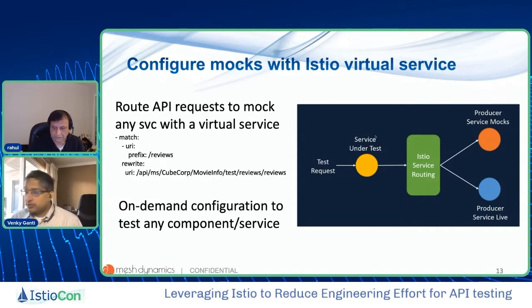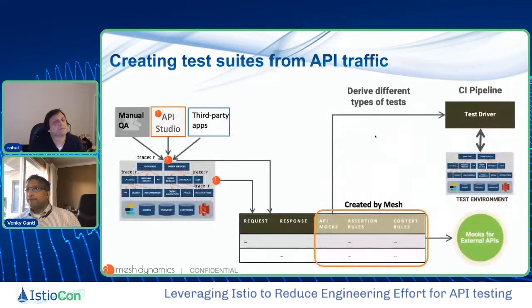So again, we are leveraging Istio to create this on-demand mocking configuration. Whether you want to mock one service or all services, it's up to you. And you can configure any number of configurations here with the same test data. So that's about creating mocks and configuring the Istio application with various configurations. You pick and choose which service is live, which service is mocked, and you can have multiple configurations. So let's jump into the test creation itself.